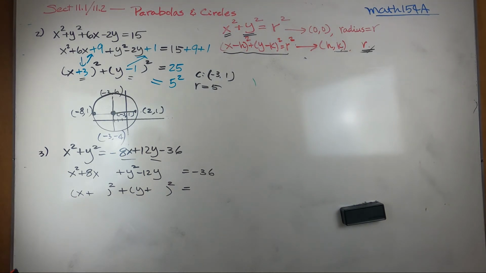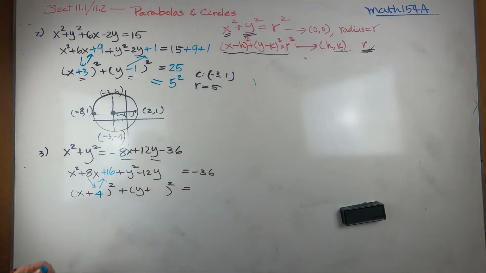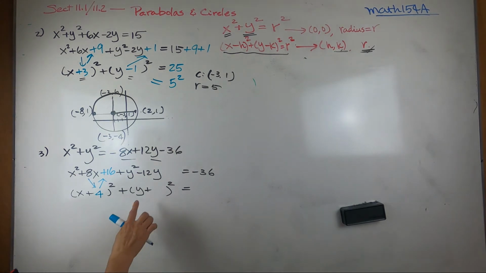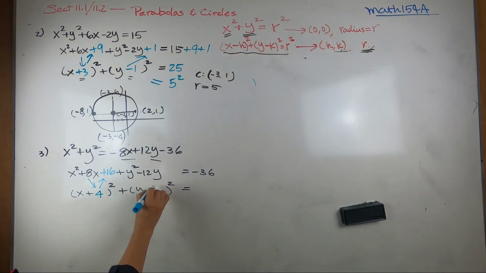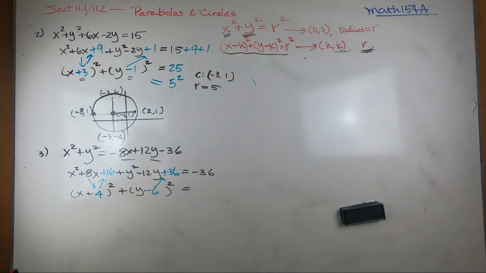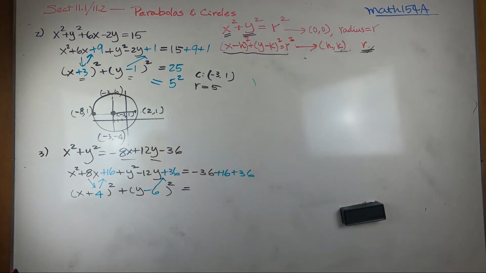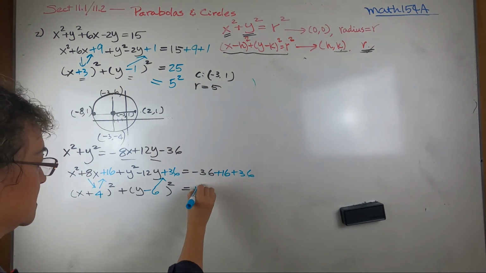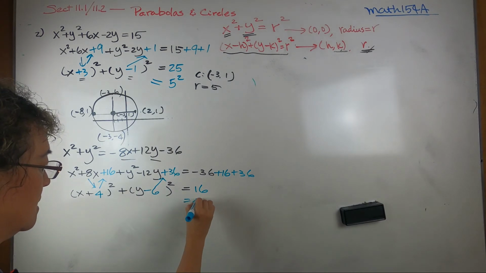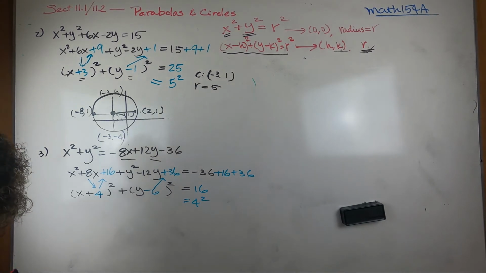So let's see, what do we need? So this one would be what? 4. Then you need to have what? Plus 16, 4 squared, right? Then this one would be what? Minus 6. Then you need to take negative 6 squared, which is plus 36. If you do that to one side, you have to do the other side as well. Then what do we have? We have 16. 16 is what? 4 squared, right?